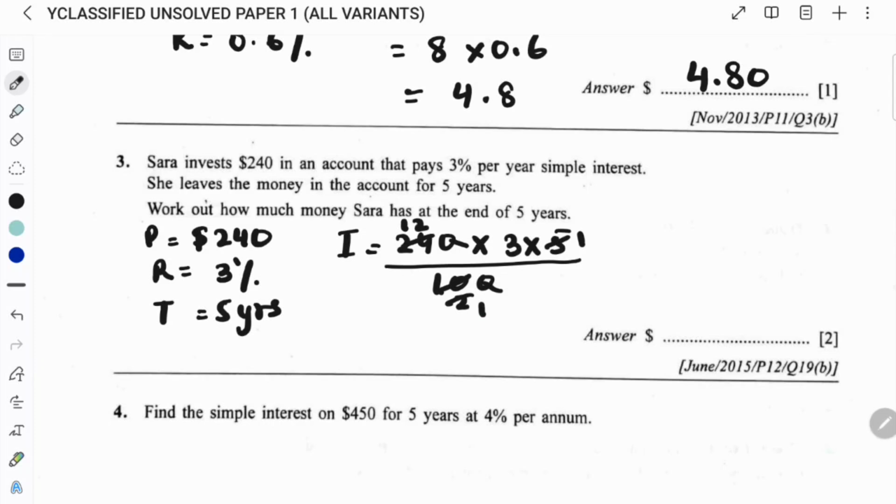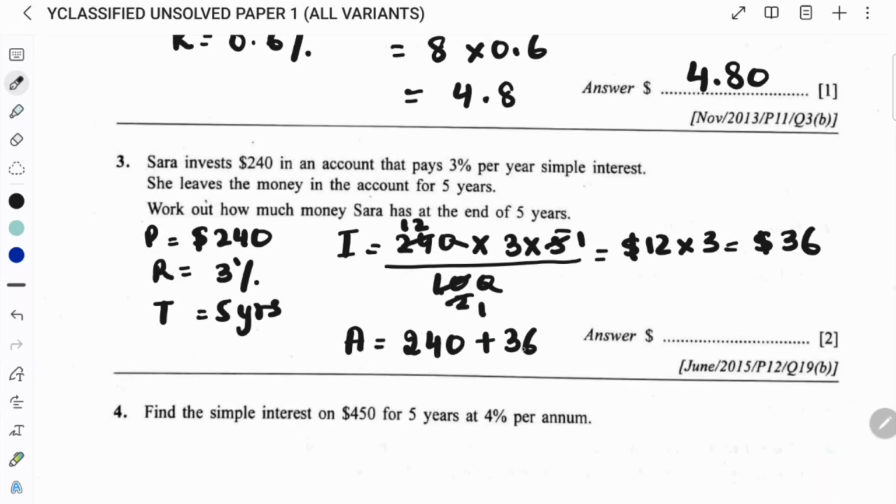Now in the denominator we have 1, so that is 12 times 3, which is 36. But $36 is not the total amount. $36 is the simple interest. So amount equals principal plus interest. Your principal was 240, and you add 36 to get the total amount. So that equals 276, which is the total amount.